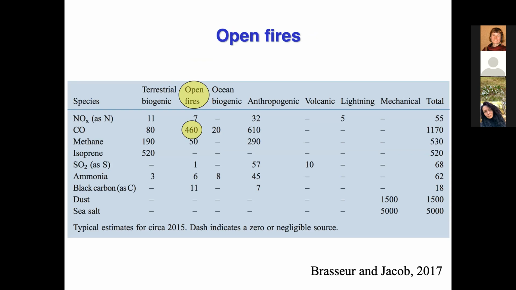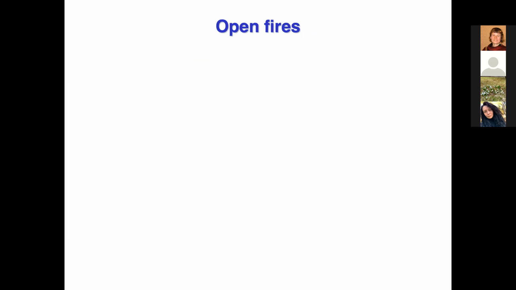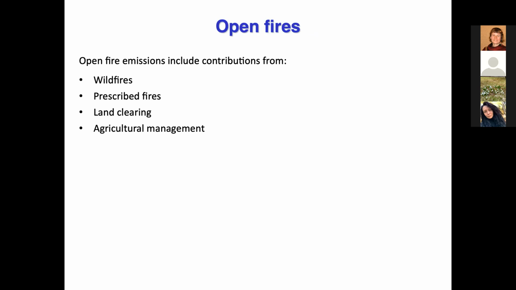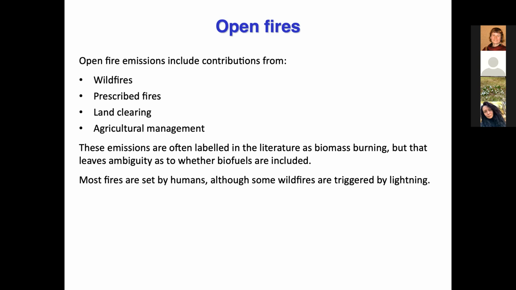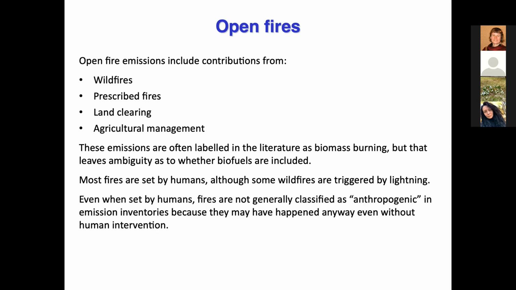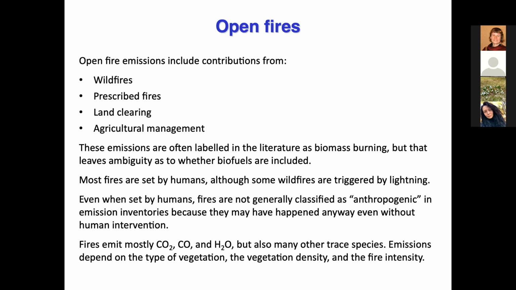And here we will have a look at the carbon monoxide. Open fire emissions include contributions from wildfires, prescribed fires, land clearing, and agriculture management. These emissions are often labeled in the literature as biomass burning, but that leaves it open as to whether biofuels are included. Most fires are set by humans. Also, some wildfires are triggered by lightning. Even when set by humans, fires are not generally classified as anthropogenic in emission inventories because they may have happened anyway, even without human intervention.